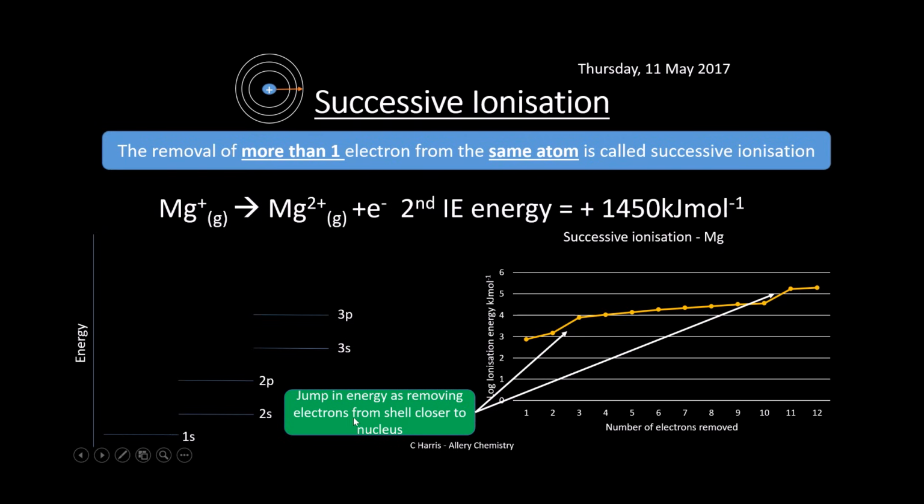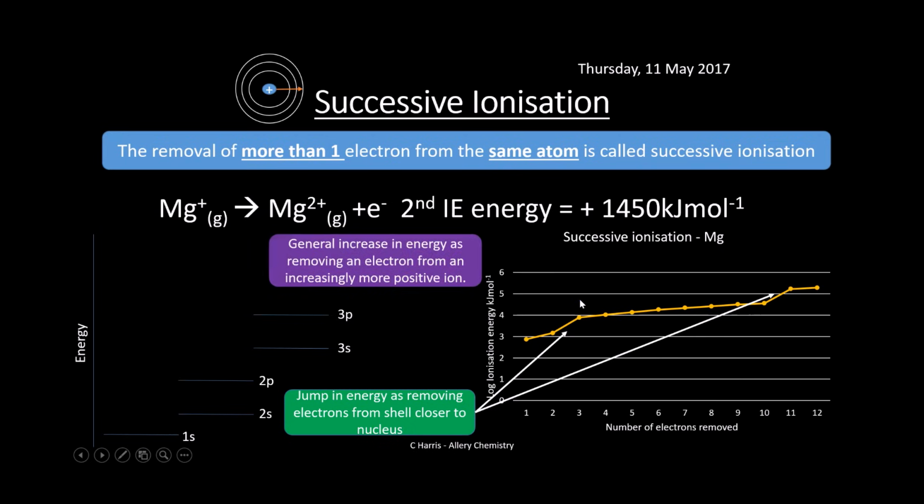This is because we're taking electrons much closer to the nucleus. We've got jumps in energy. So we need the most energy to remove these two. These 2 electrons are going to be the ones closest to the nucleus, and these 2 here are going to be the ones furthest away from the nucleus, because they require less energy. But you can see we've got these jumps here. We'll have to explain these jumps.